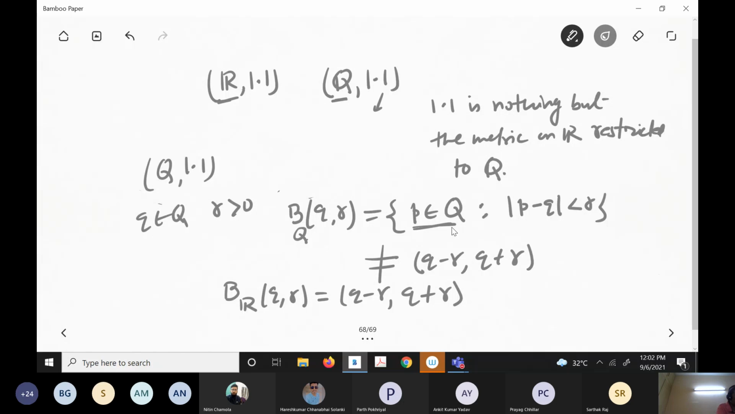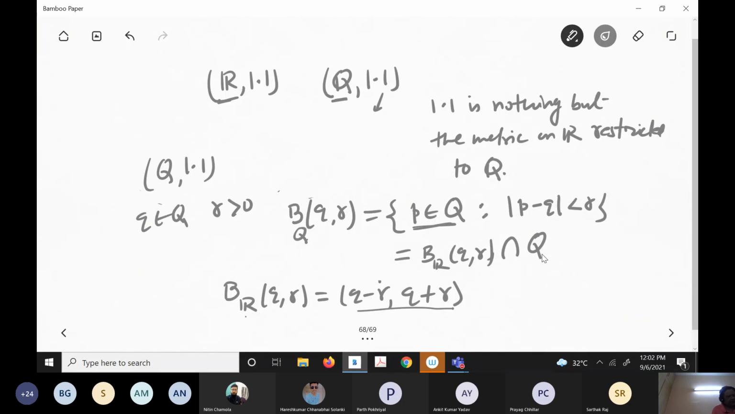What is your metric space makes a lot of difference. So here it is not equal, because here you have all the rational points, and here you have the entire open interval. But you can see that this one indicates the ball in R, and this indicates the ball in Q. This is actually the ball in R intersected with Q.